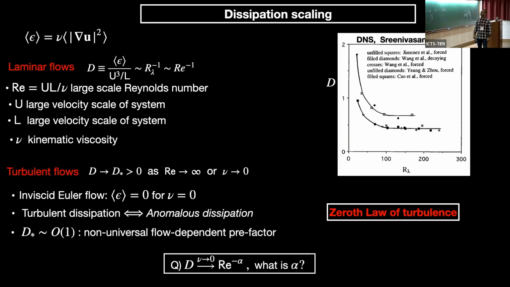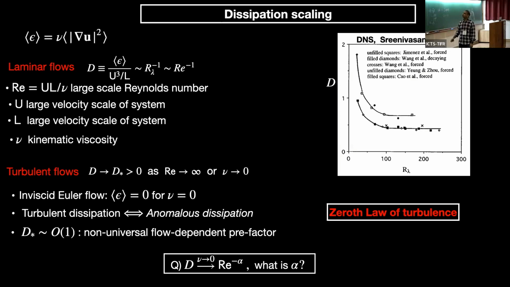So before I talk about zeta 3, I would first talk about dissipation scaling. This was introduced by Srini in the morning, so I'm going to be quick here. Again, the mean dissipation is given here. Notice that for laminar flows, I'm going to introduce the terminology D, which is the normalized dissipation. We're normalizing the dissipation with a velocity scale and a length scale. These are large velocity and length scales. And for laminar flows, the exponent is -1.